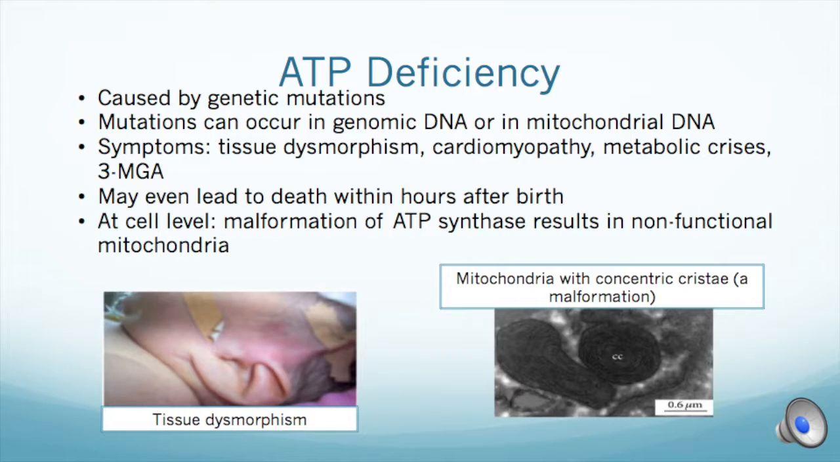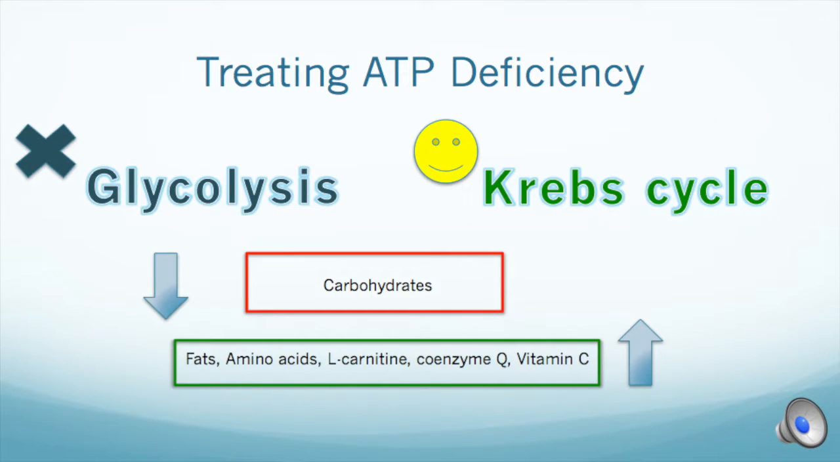Patients have been observed to have varying degrees of metabolic crises. In some cases, lack of ATP synthase leads to early death, while in other cases, patients survive for longer periods of time with development issues. The problem has been addressed by adjusting the diet of the patients.